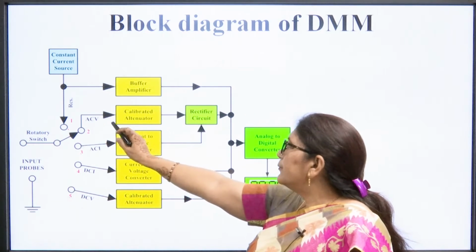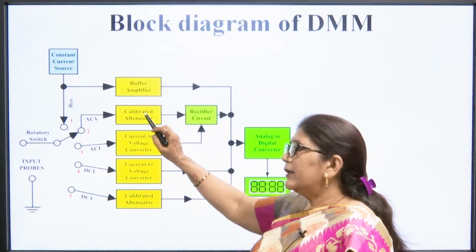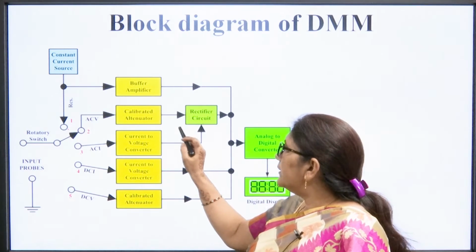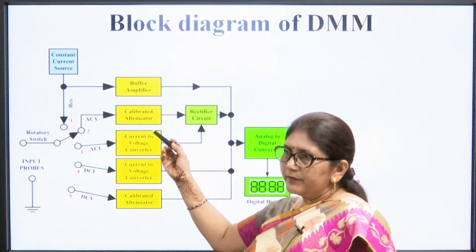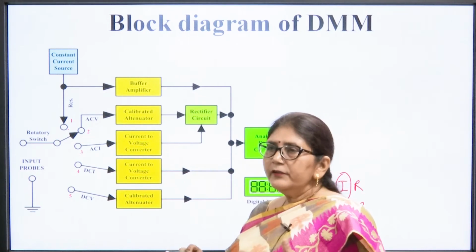Similarly, if we want to measure the voltage and the voltage amplitude is very low, again we need an amplifier circuit. If the amplitude is very high, we need an attenuator circuit. So what is in an attenuator circuit?